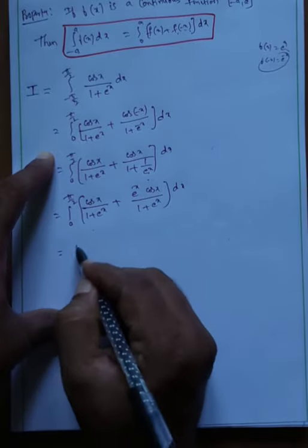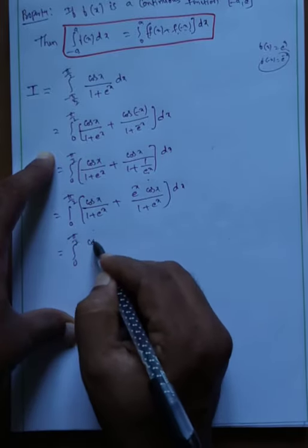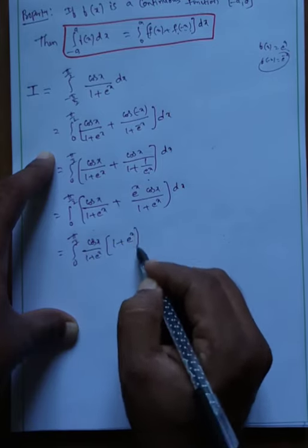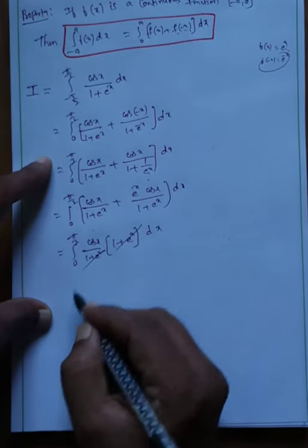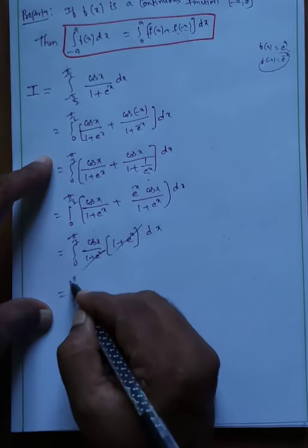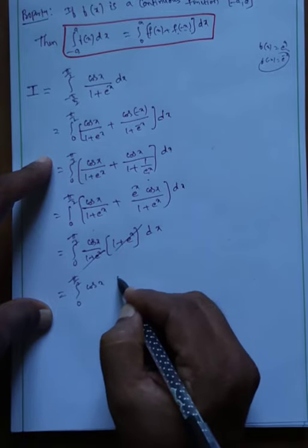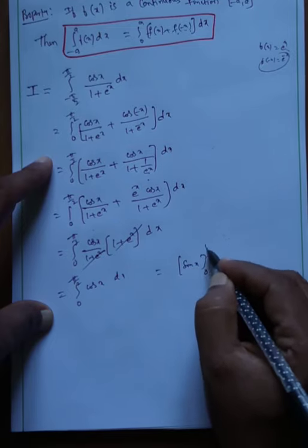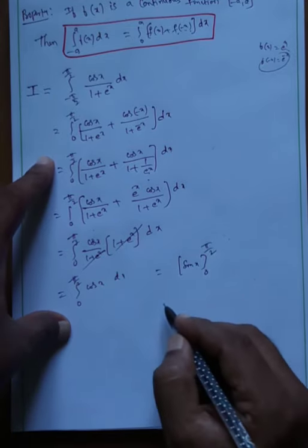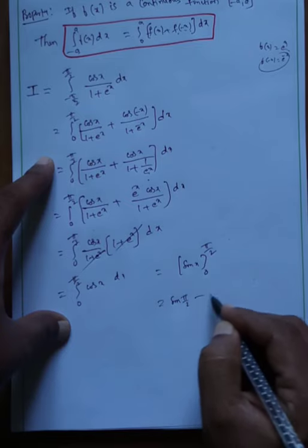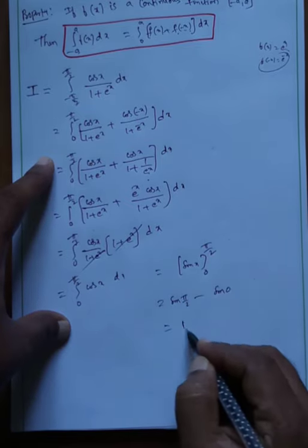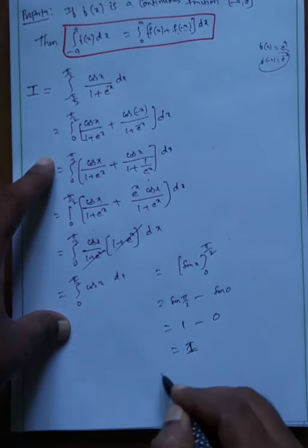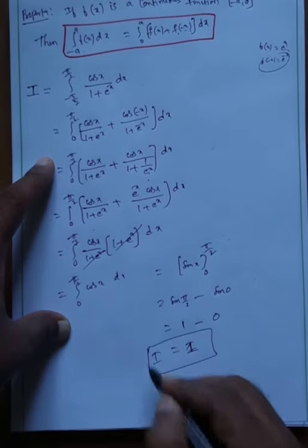Now take common the cos x by 1 plus e power x, out of the integral from 0 to pi by 2. What happens? 1 plus e power x and 1 plus e power x cancel. We get the integral from 0 to pi by 2 of cos x dx. What is the integral of cos x? Sin x, with limits 0 to pi by 2. Now upper limit sin pi by 2 minus sin 0. Sin pi by 2 is equal to 1, so 1 minus 0 equals 1. Therefore I is equal to 1. Okay, my dear students.